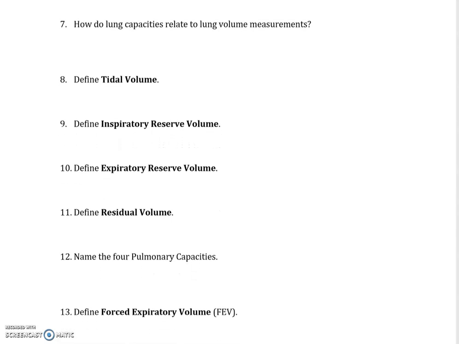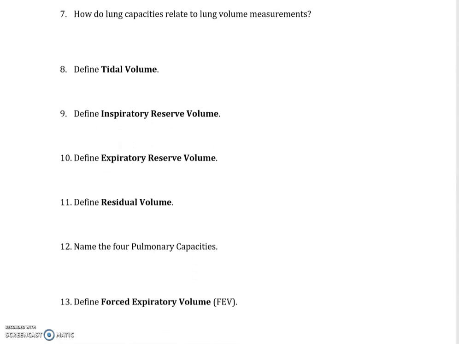How do lung capacities relate to lung volumes? So capacity is a compound of more than one volume, versus a lung volume measurement that's a single number. The definitions for tidal volume, inspiratory reserve, expiratory reserve, residual volume, that's all on that second or third page of your lab manual for this lab. So please look it up and put that in there.